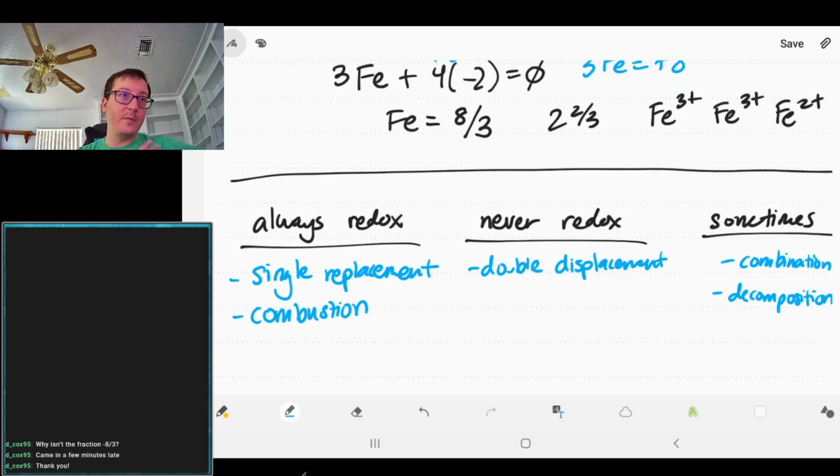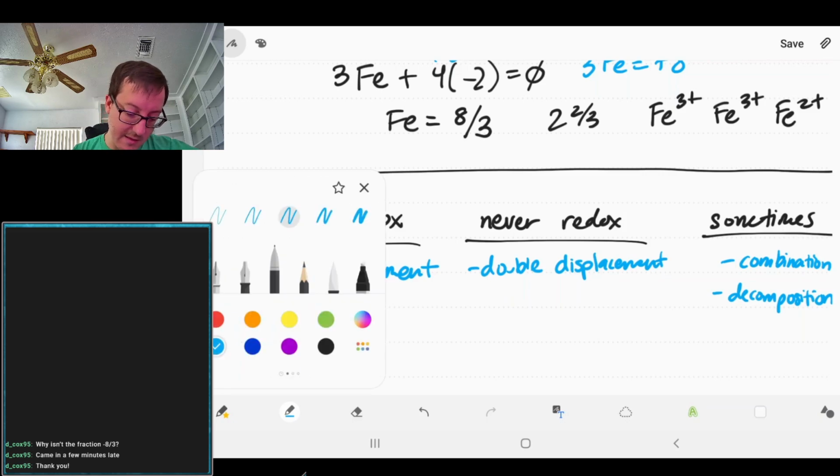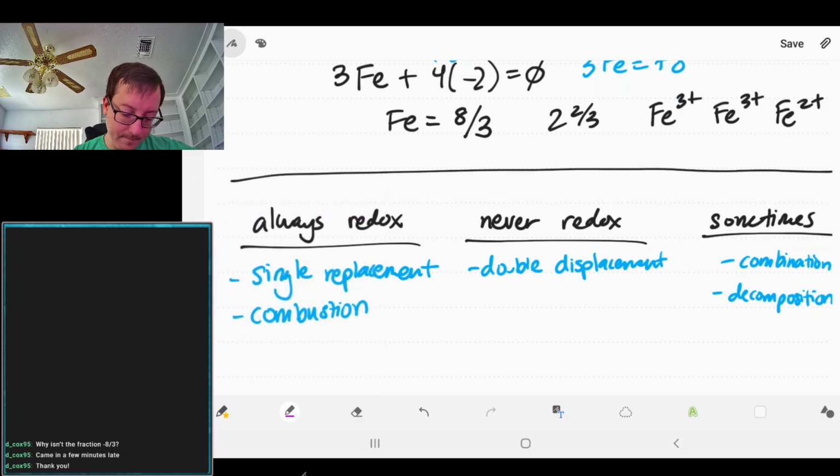So 3 of our reactions, though, we will know right away if it's redox or not. If you can identify it as single replacement, it's redox. If you can identify it as double displacement, it's non-redox. Combustion, redox. The other 2, you've got to do the oxidation numbers. All right, so that's kind of one last little bit here. Okay. For example, let's just do one more.